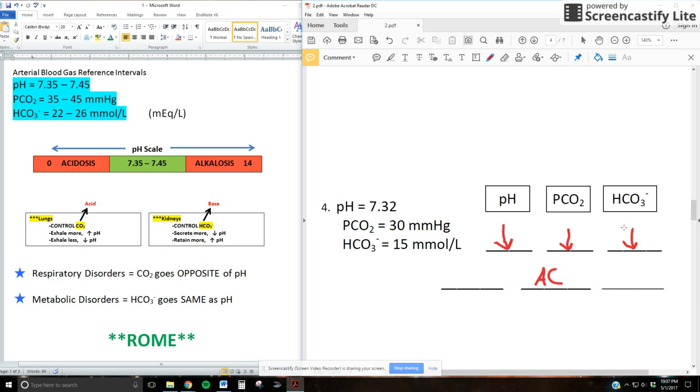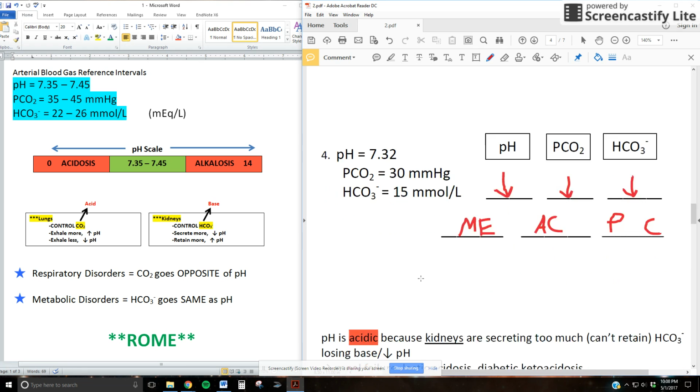Okay, so again, we know the bicarbonate is decreased, PCO2 is decreased, and the pH is decreased. So using our rules, is the CO2 opposite of the pH? Nope. Is the bicarbonate the same as the pH? Yes. So it has to be metabolic acidosis. And the PCO2, it's abnormal, so it should be compensating for that metabolic component. And again, the pH, it's not back within the reference range, so it's only partially compensated.